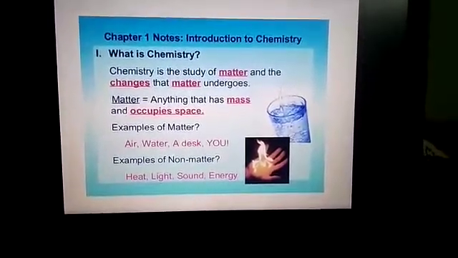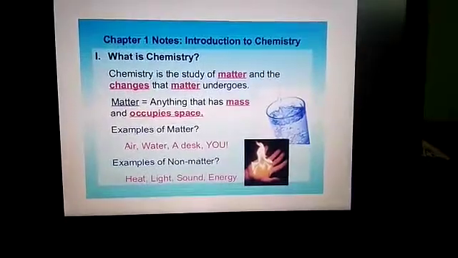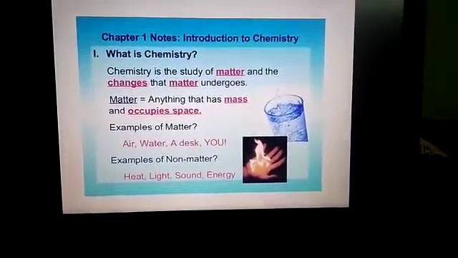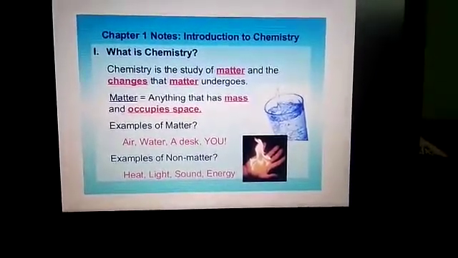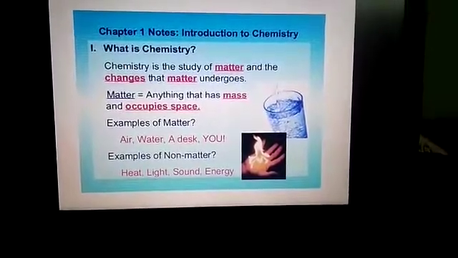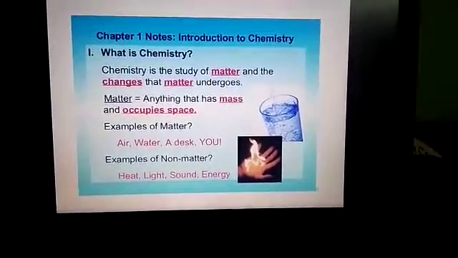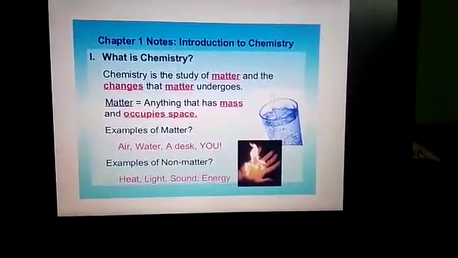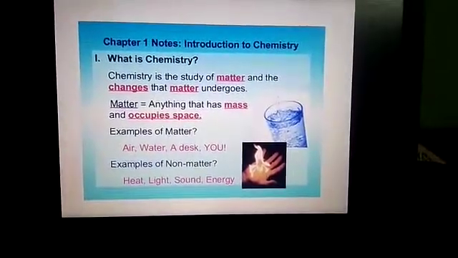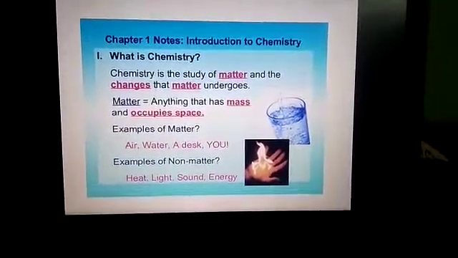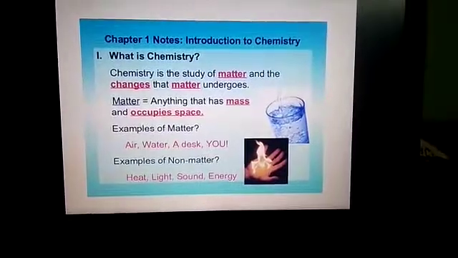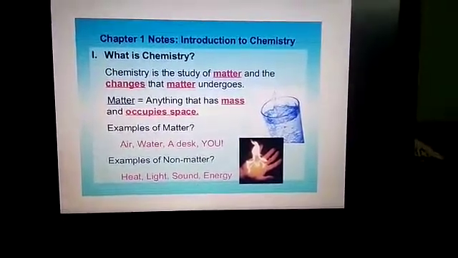So what are the examples of matter? Air, water, desk, cube. See, air, non-living, water, non-living, desk, non-living, you. Means what? We, human beings, those are living. So matter occupies space and has mass.